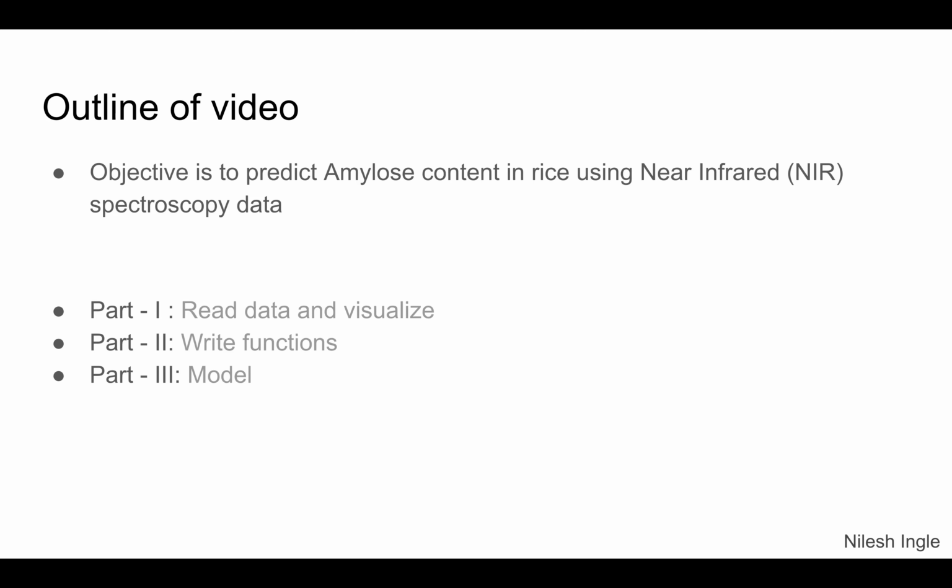This is going to be a long video, so it's divided into three parts. First, we'll read the data and visualize it and try to interpret what it means. Next, we'll write some helper functions to do some pre-processing and also do the model fitting. And in the third part, we'll fit the models and make some changes in pre-processing and see how it affects the output. So let's get into it.